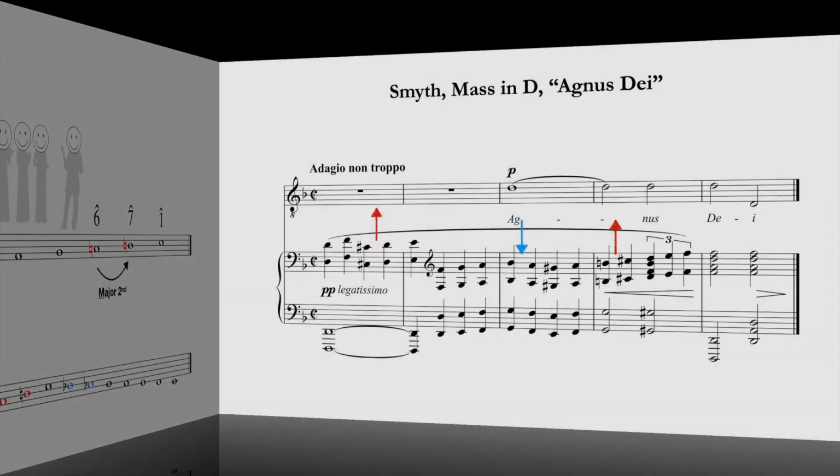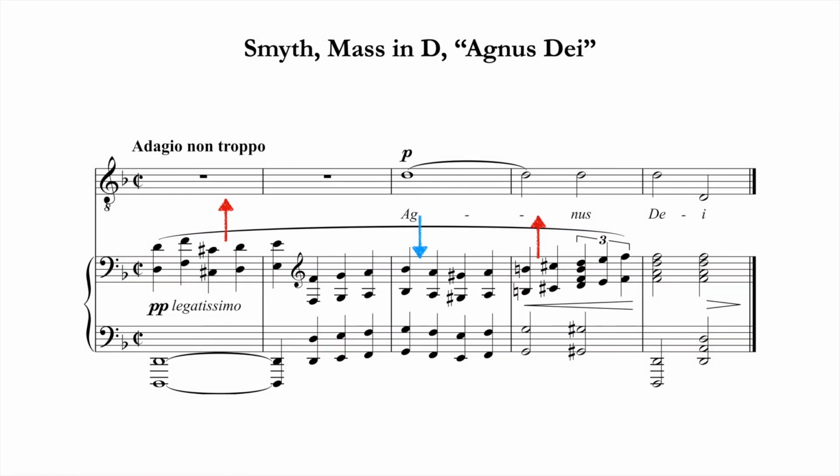The following example by British composer Ethel Smythe illustrates how different versions of the minor scale contribute to a sense of directionality, as illustrated by the arrows on the score.